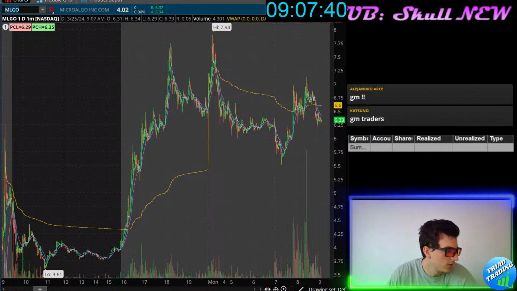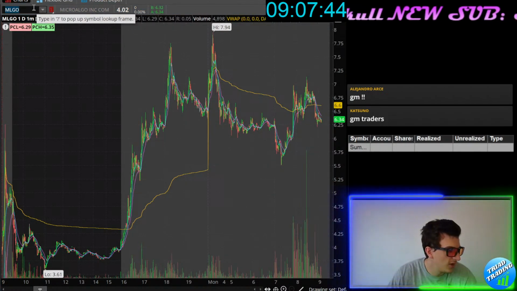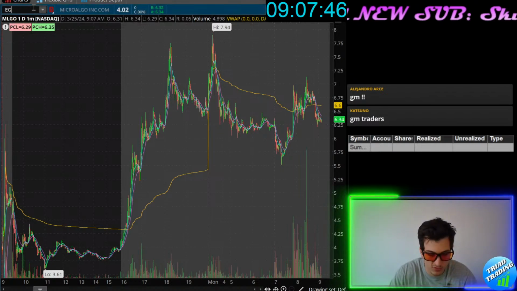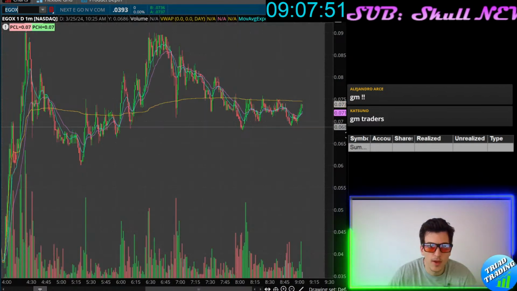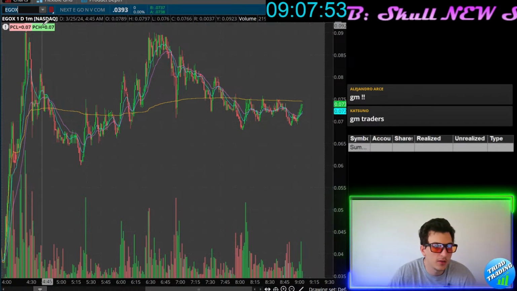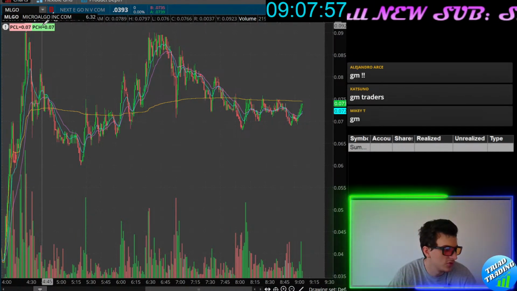All right, let's take a look here at the scans. EGOX is at the top of the scan. Looks like it's a larger float. Looks like it is a micro penny stock. So do not like this one. I'm not going to trade anything below 10 cents for sure. It's just way too cheap.